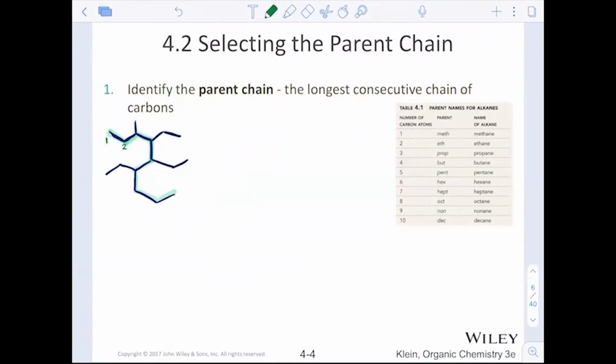Now, 1, 2, 3, 4, 5, 6, 7, 8, 9. This would be nonane. That's the parent name. Now, there are other substituents around that, right? So when we're looking at those other substituents, that's when we're going to start numbering those and identifying, here's 1 carbon, here's a 2 carbon chain, here's another 2 carbon chain, and here's another 2 carbon chain, right?